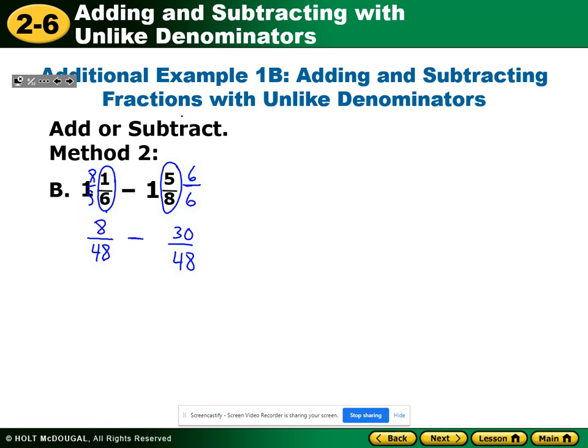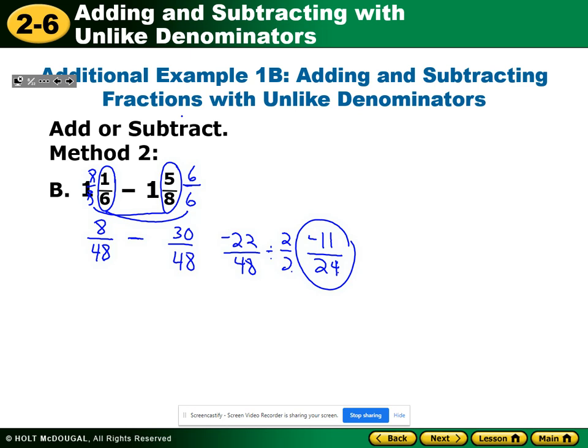I do my subtraction, so that would be negative 22 over 48, and I know that'll reduce down to, divide by 11, no, it doesn't divide by 11, so divide by 2, divide by 2, I get negative 11 over 24, and I've got my answer. I took the denominator and just made it into a fancy 1. I multiplied it, got these, did the subtraction, then I reduced.